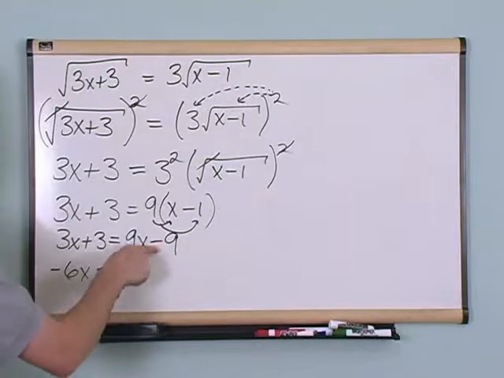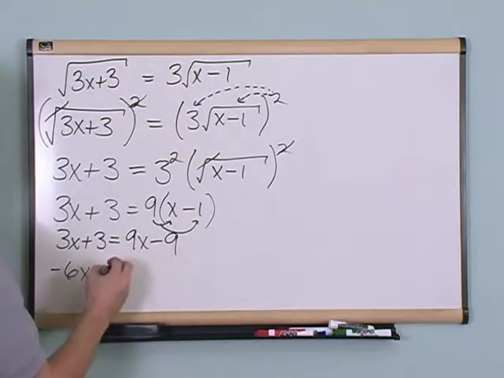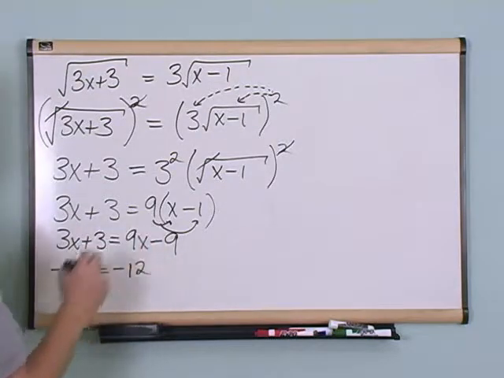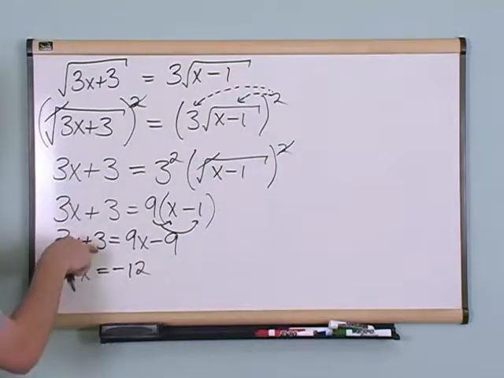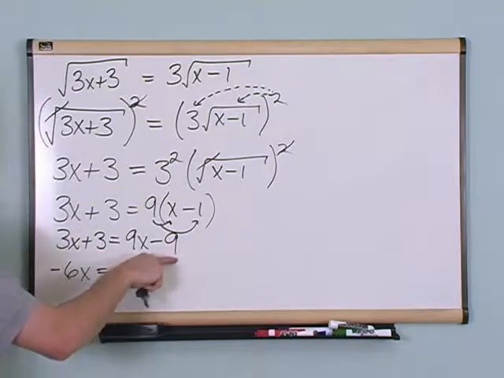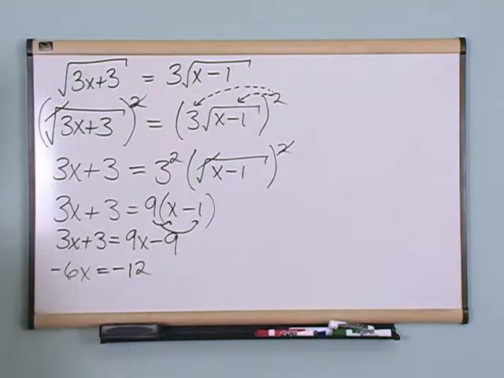So negative 9 minus 3 gives me negative 12. Now, if this looks confusing, I kind of did two things at once. I moved the 9x over here by subtracting, gives me negative 6. 3x minus 9x, negative 6. 3 gets subtracted to move over here. Negative 9 minus 3 is negative 12.